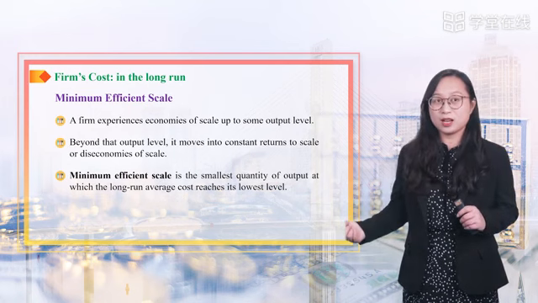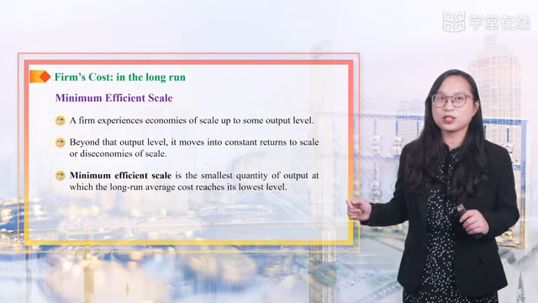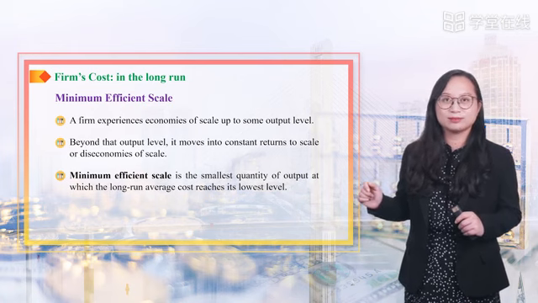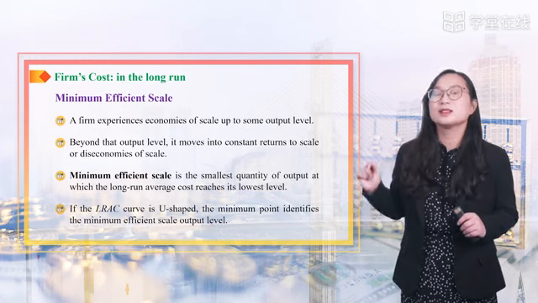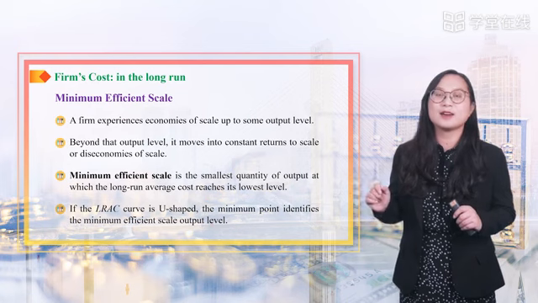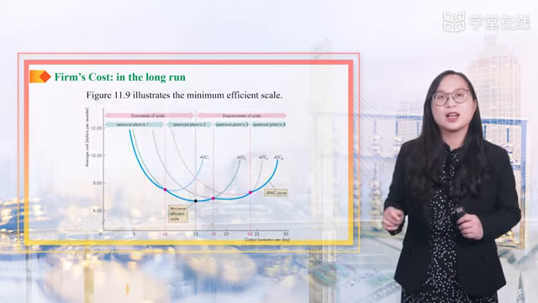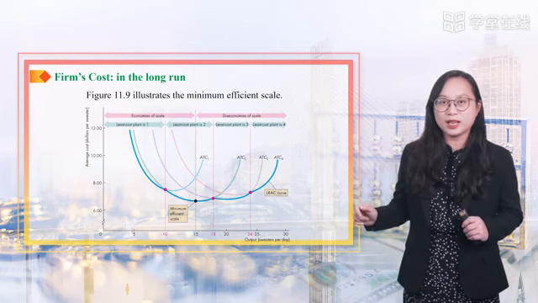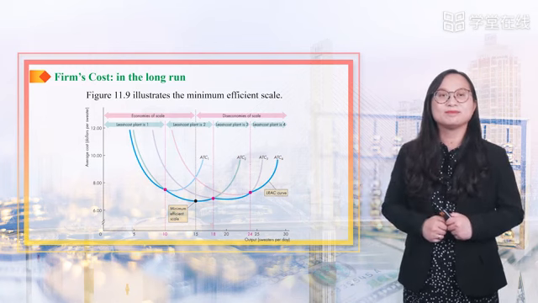Minimum efficient scale is the smallest quantity of output at which the long-run average cost reaches its lowest level. If the LRAC curve is U-shaped, the minimum point identifies the minimum efficient scale output level. It is shown in the figure. 15 sweaters per day is the minimum efficient scale in this example.